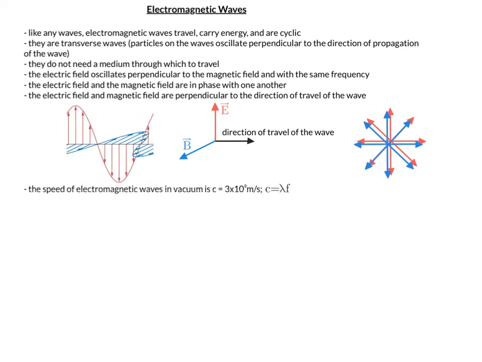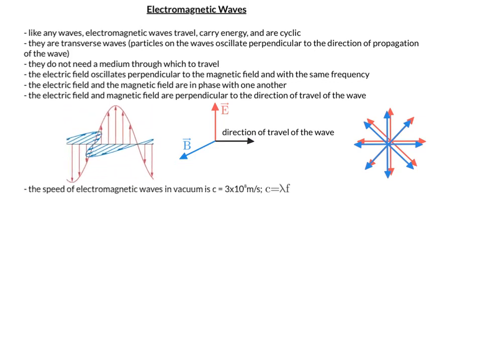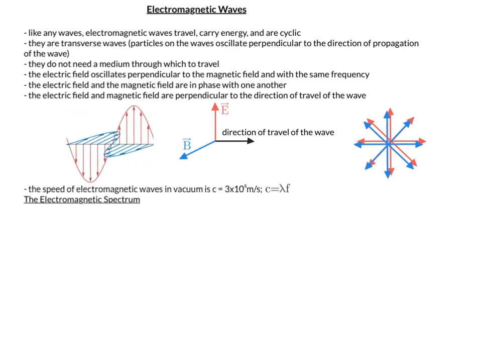Now, since electromagnetic waves travel with this speed, times 10 to the 8th is the important part here, then there's a really large range of frequencies and wavelengths that multiply together give us this value. Based on that, we can talk about the electromagnetic spectrum.